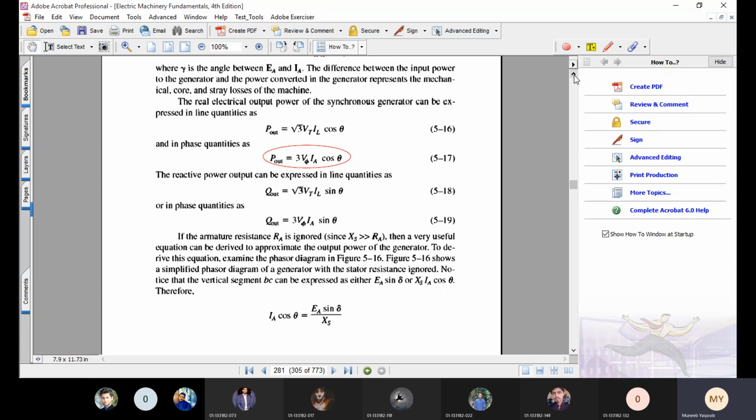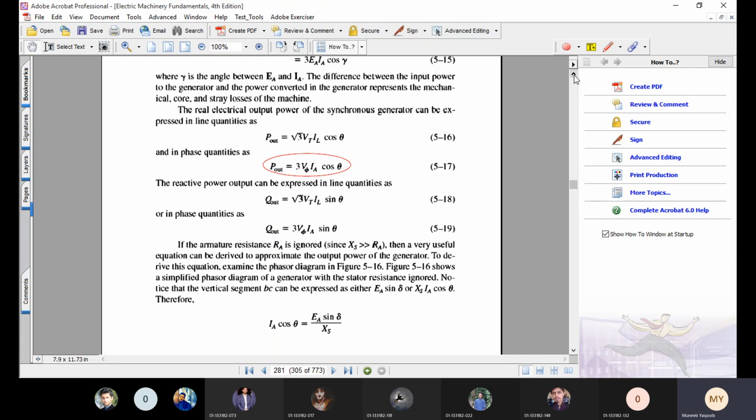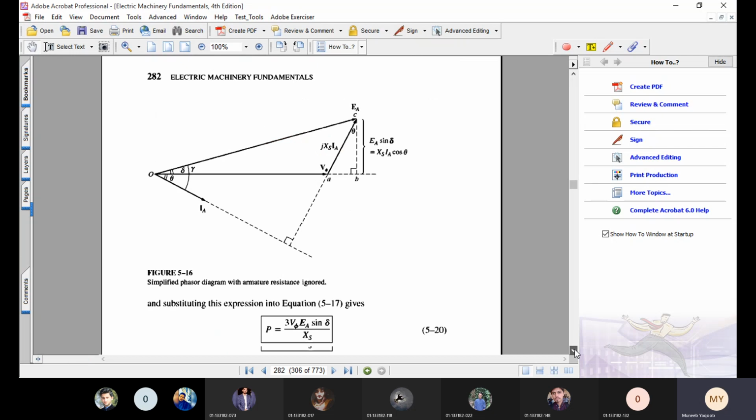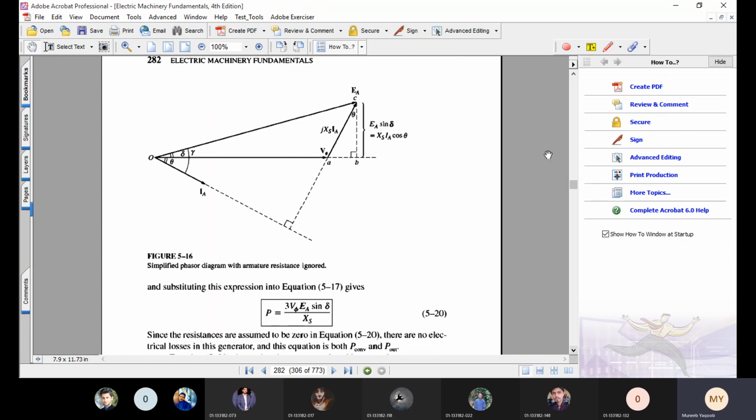Now the next topic is that they are proving a formula for the output power and the torque of the AC or synchronous generator. To prove this, they have used the diagram in figure 5.16. The purpose of this topic is to prove the formula that P is equal to 3 times Vphi EA sine of delta over XS.